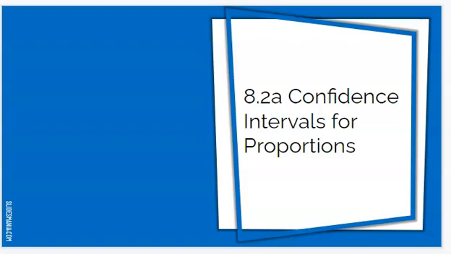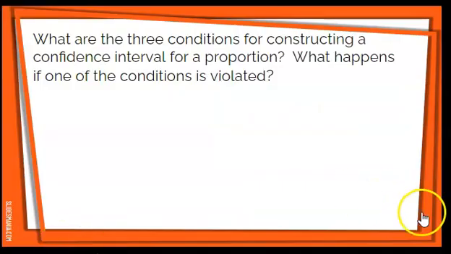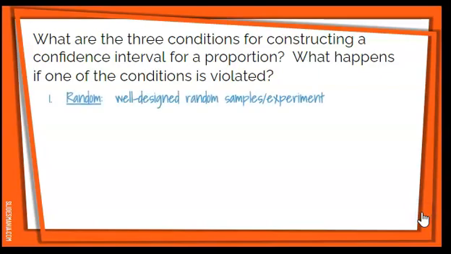All right, in 8.2a, we're going to look at confidence intervals for proportions and how do we actually create one. So what are the three conditions for constructing a confidence interval for a proportion, and what happens if one of the conditions is violated? So the first one is it has to be a random sample. It has to come from a well-designed sample or an experiment, right?